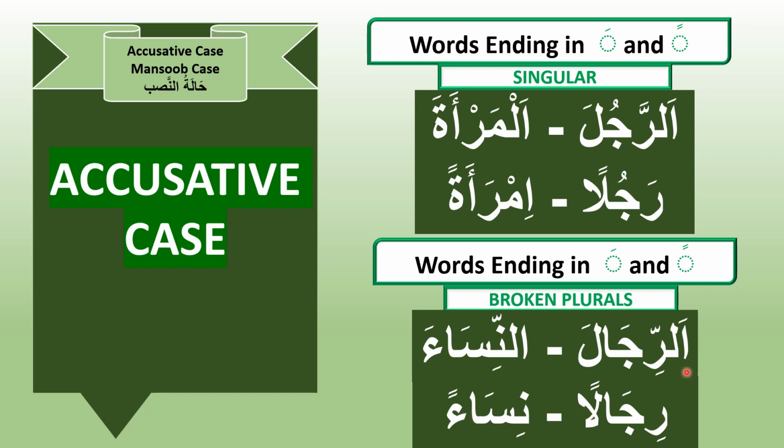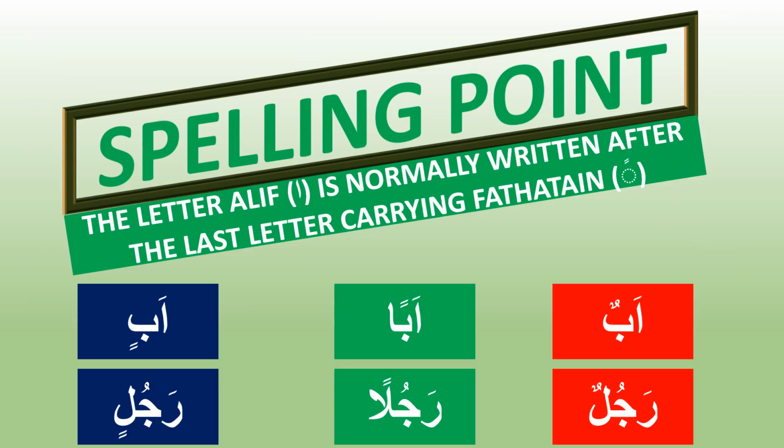Now what you notice here is that rajulan has an alif at the end and rijalan, but imra'atan and nisa'an don't have an alif at the end. There's a reason for that, which I just want to very briefly explain before we continue our discussion on accusative case. It's all to do with a spelling point. What is mentioned here is that the letter alif is normally written after the last letter carrying fathatain.